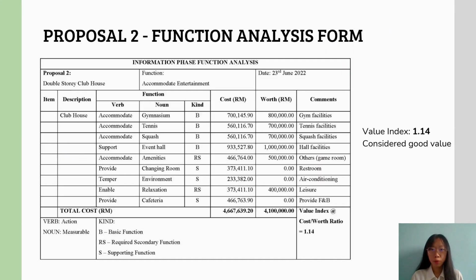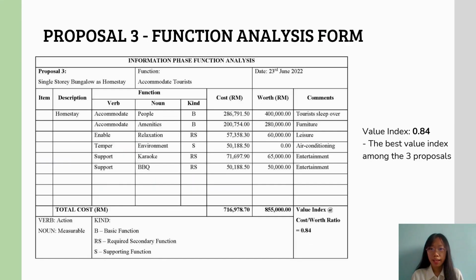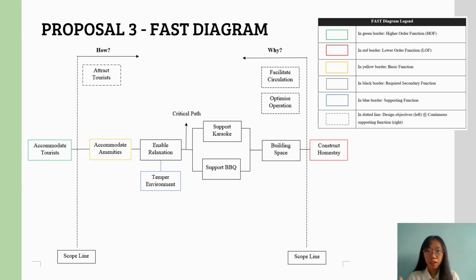Meanwhile, for Proposal 2, the clubhouse, the value index is 1.14. It is also considered good value. A FAST diagram was also prepared to study the how-why relationship of the functions. Next, Proposal 3, the homestay, has a value index of 0.84. It is the lowest value index and is regarded as the best among the 3. The FAST diagram for Proposal 3 is also provided.